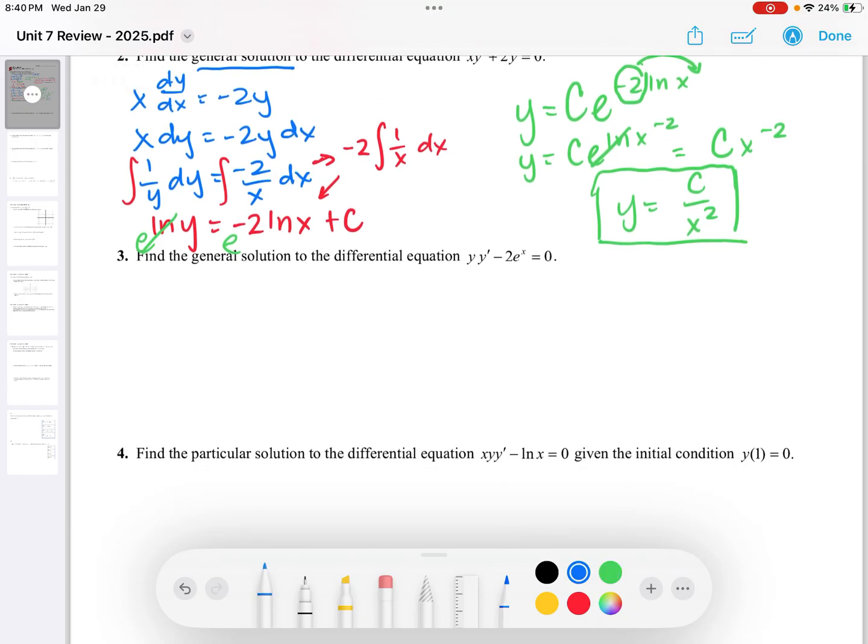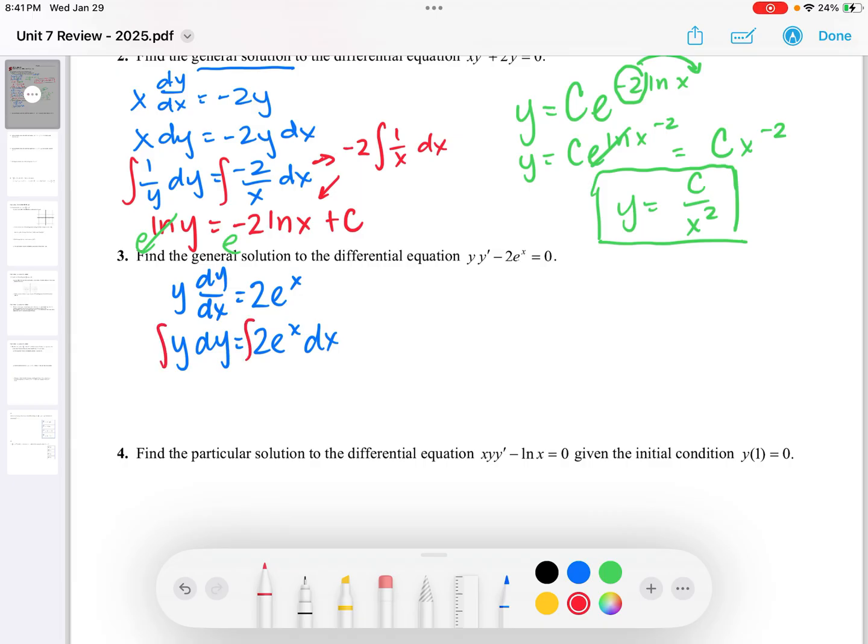All right, again, we're going to find the general solution to the differential equation. So in this case, I'm going to add over the 2e to the x. So dy dx equals 2e to the x. Separating out the variables is easy. In this one, we're just going to multiply both sides by dx. And then we can integrate.